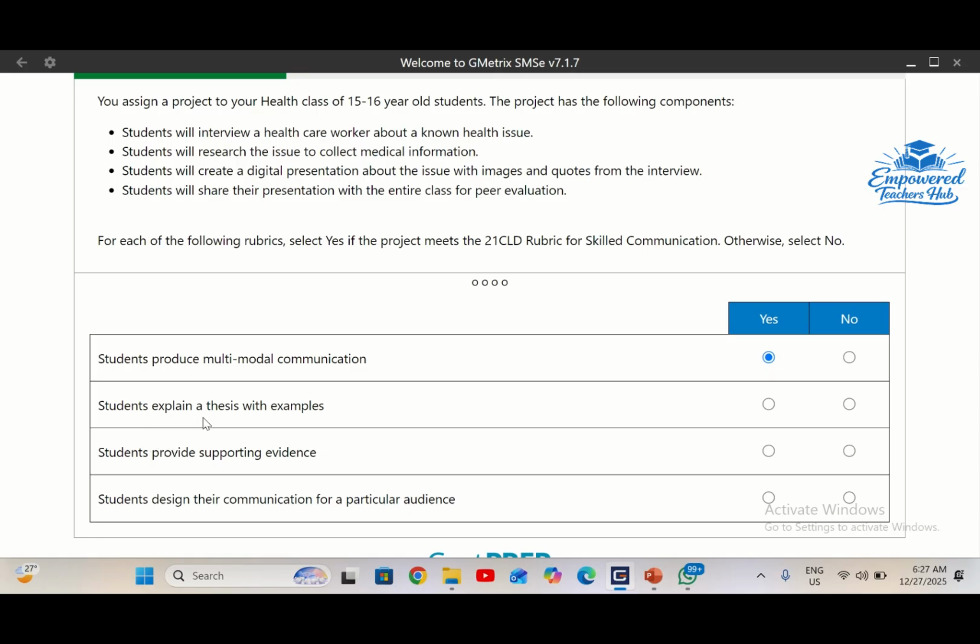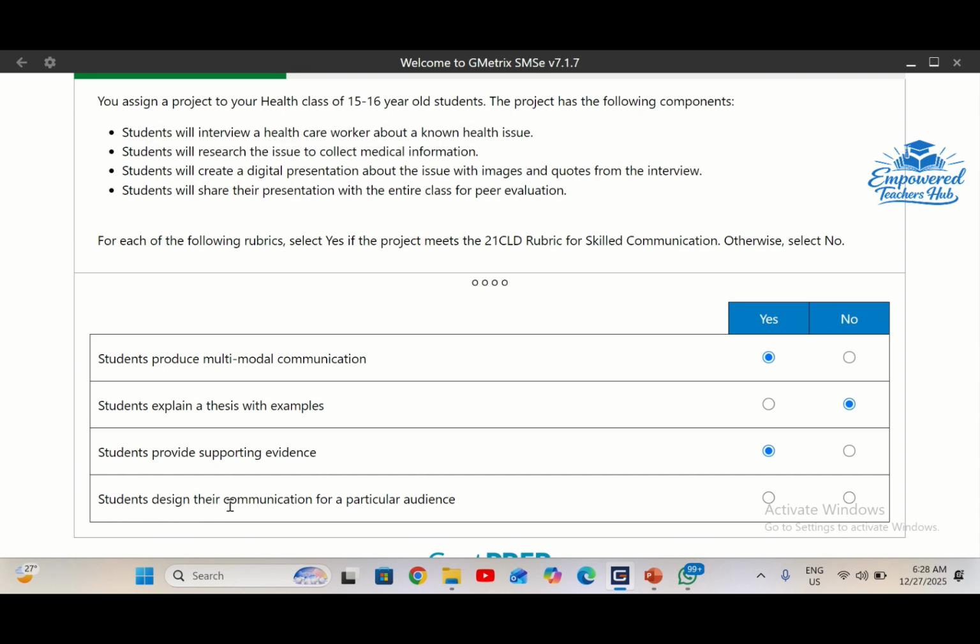Students explain a thesis with examples. No. Students provide supporting evidence. Yes.